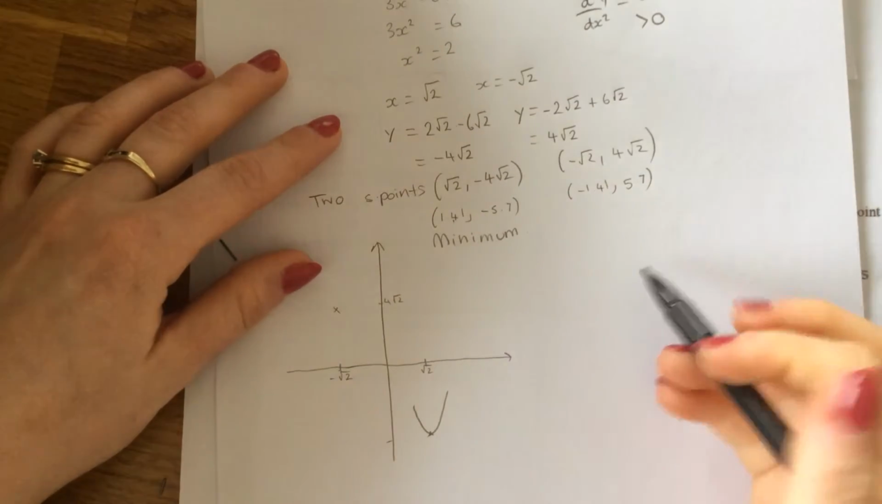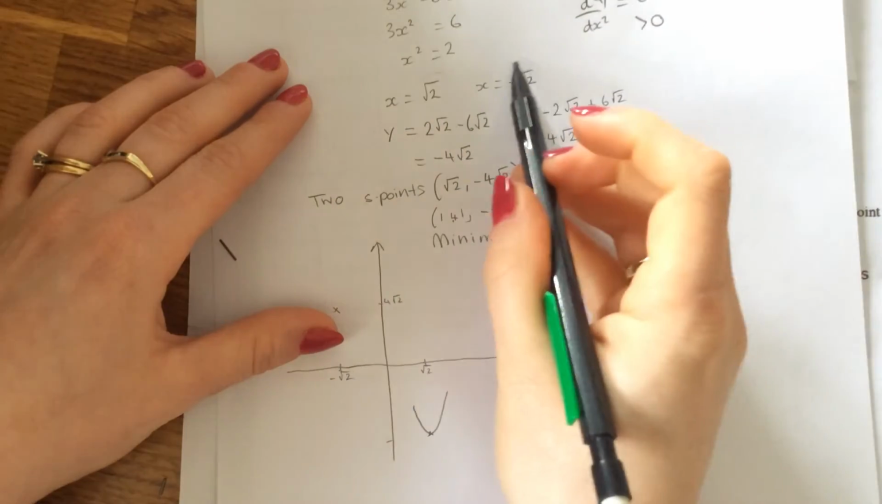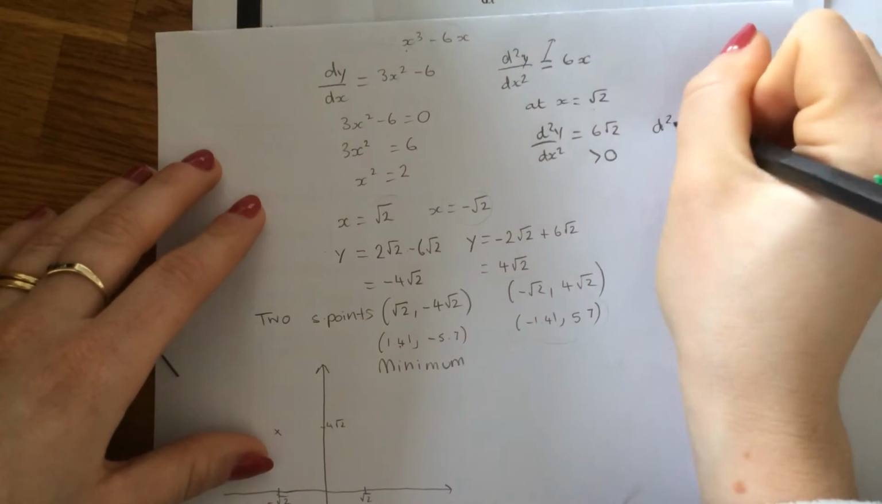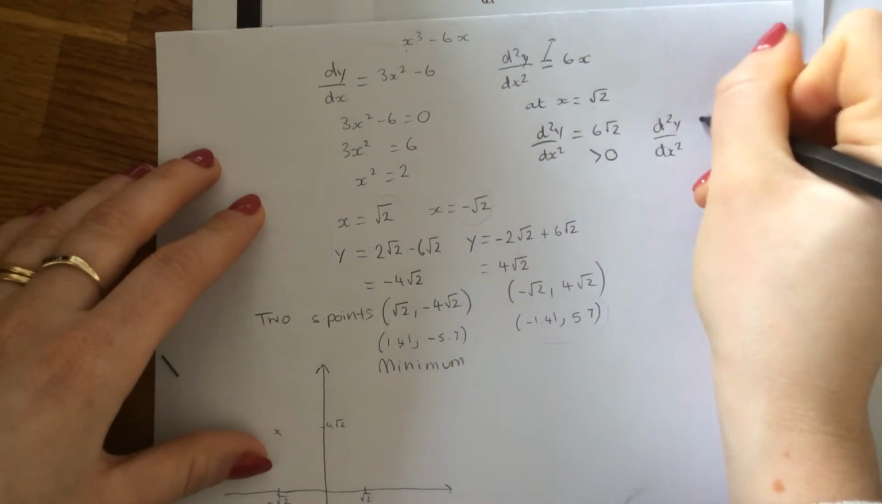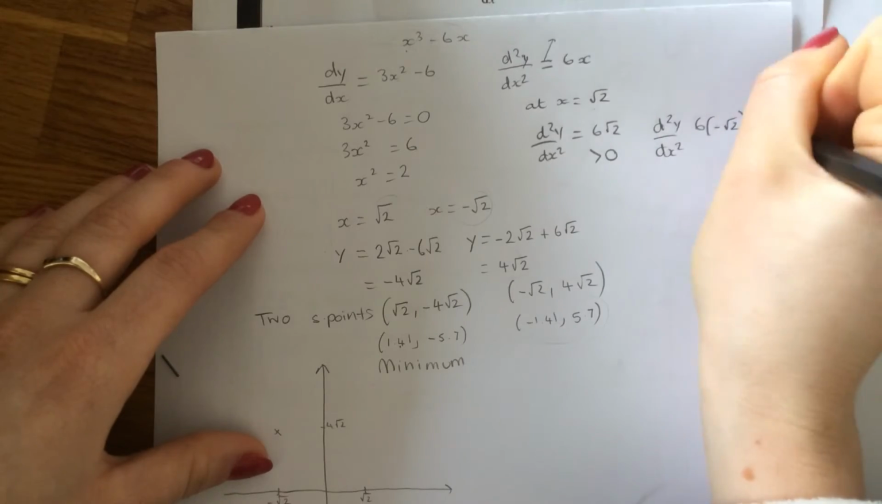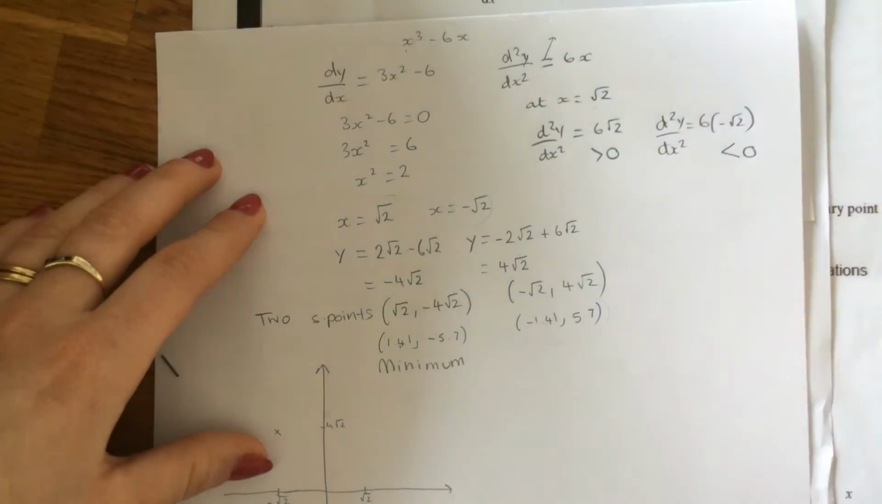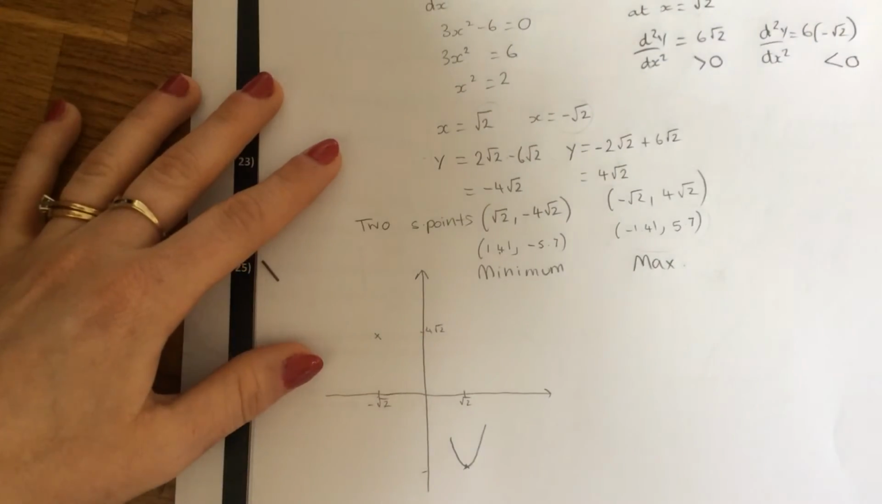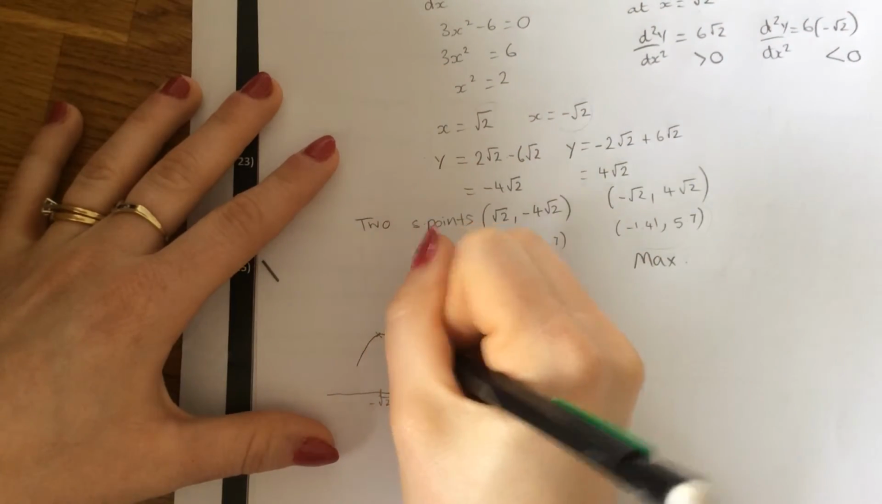Okay, like this. Then this one here, if I put this value into my second derivative, I'm going to get 6 times minus root 2, which is obviously negative. So this is going to be a maximum. So it's going to look like that.